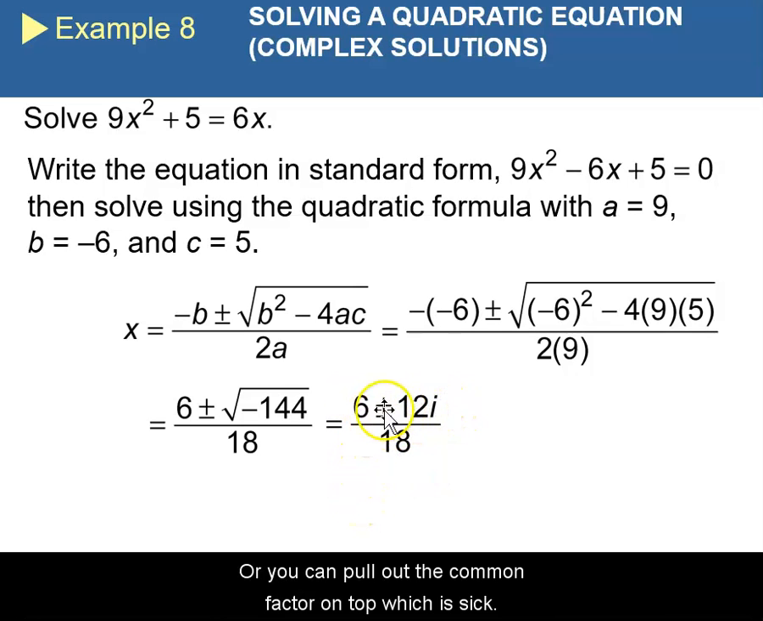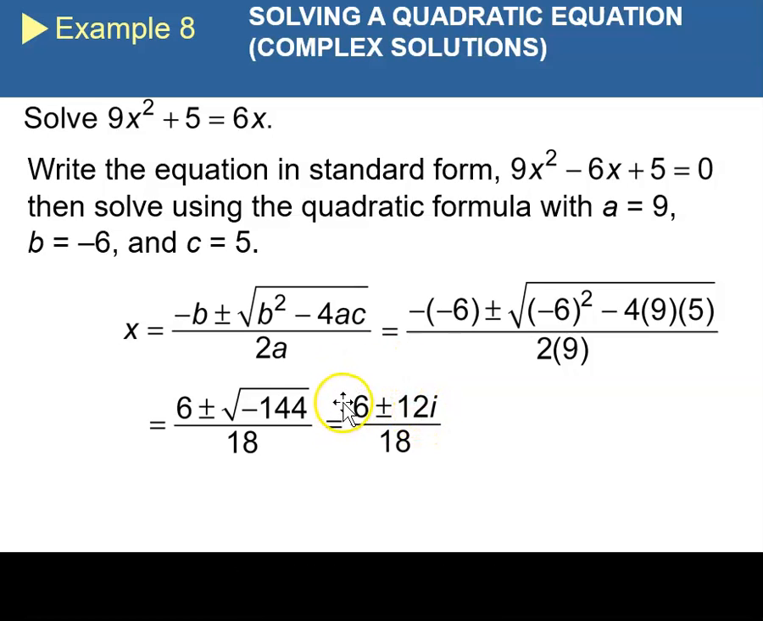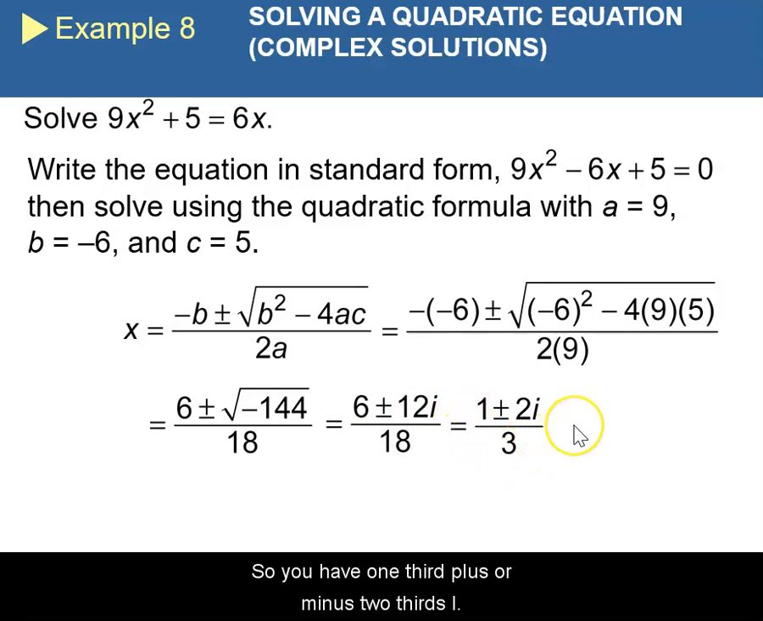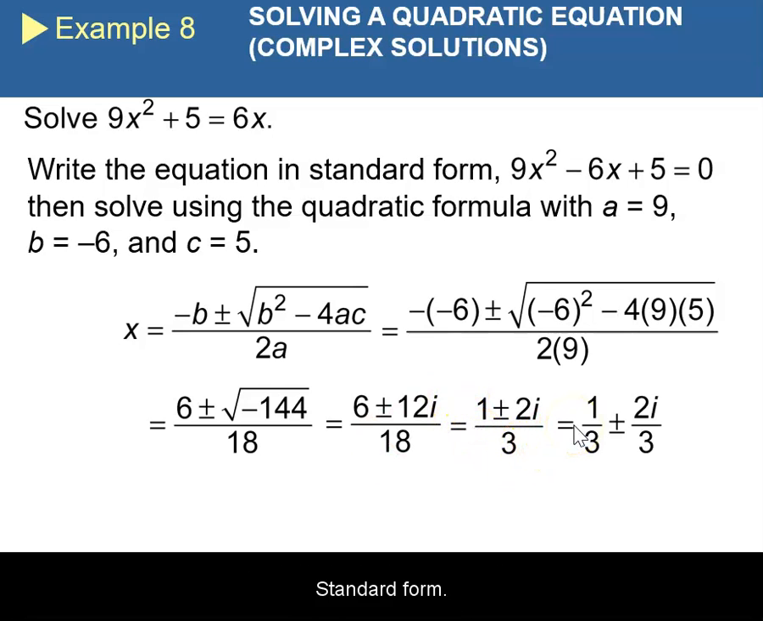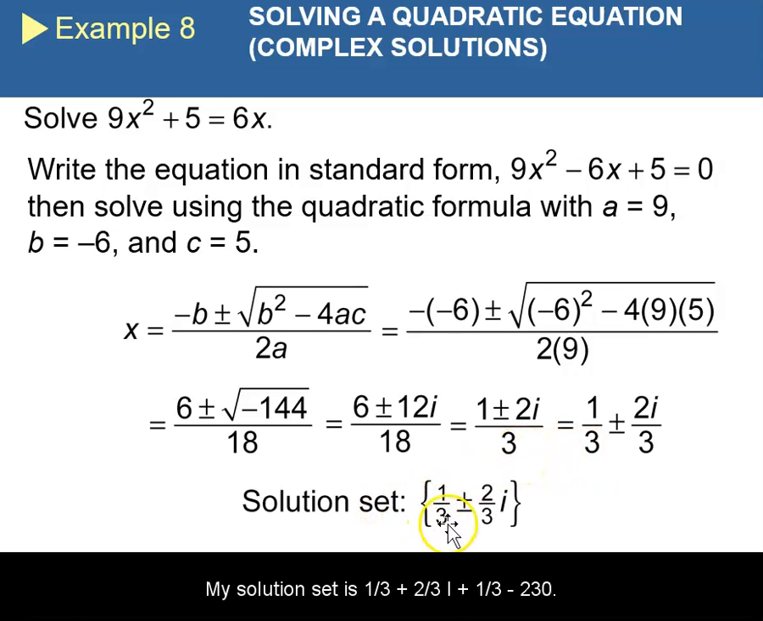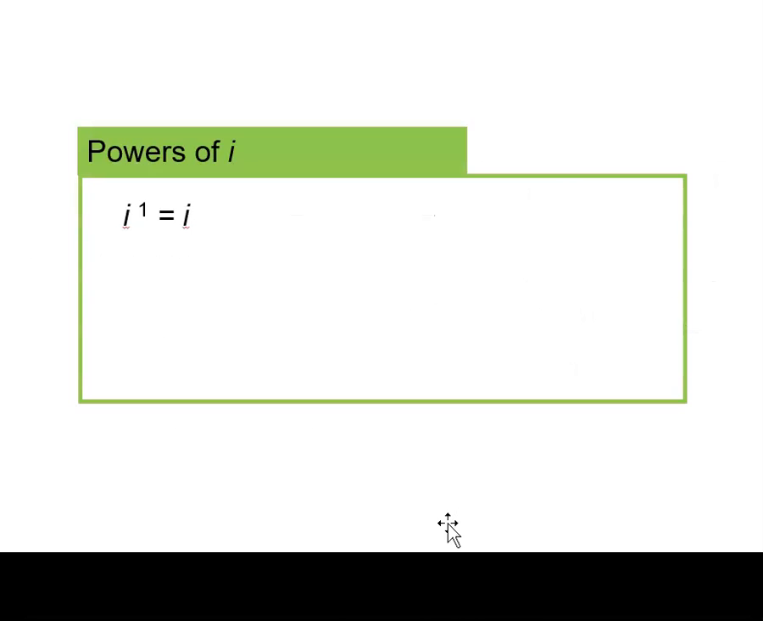Or you can pull out the common factor on top, which is 6, which will reduce this to a 3, right? So you'll have 1/3 plus or minus 2/3 i, right? Standard form, the real part and the imaginary coefficient, okay? So my solution set is 1/3 plus 2/3 i and 1/3 minus 2/3 i, right?